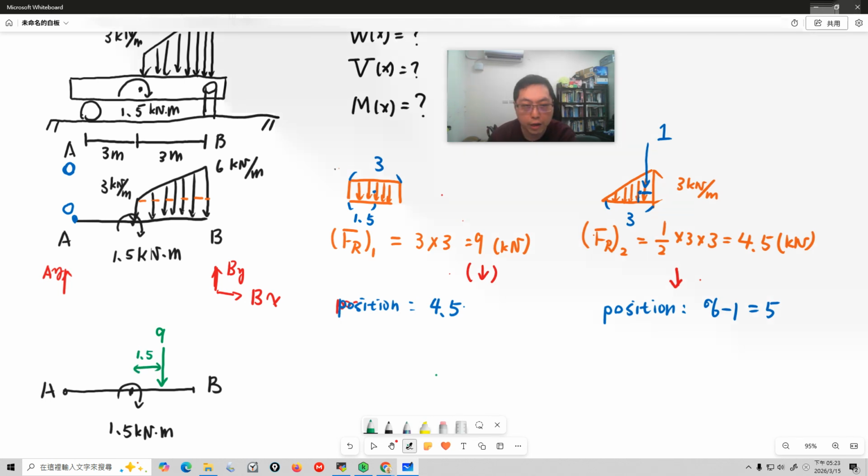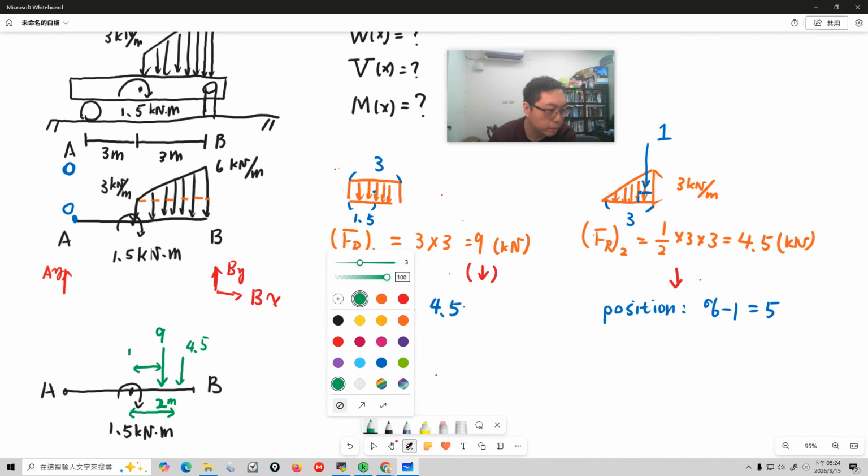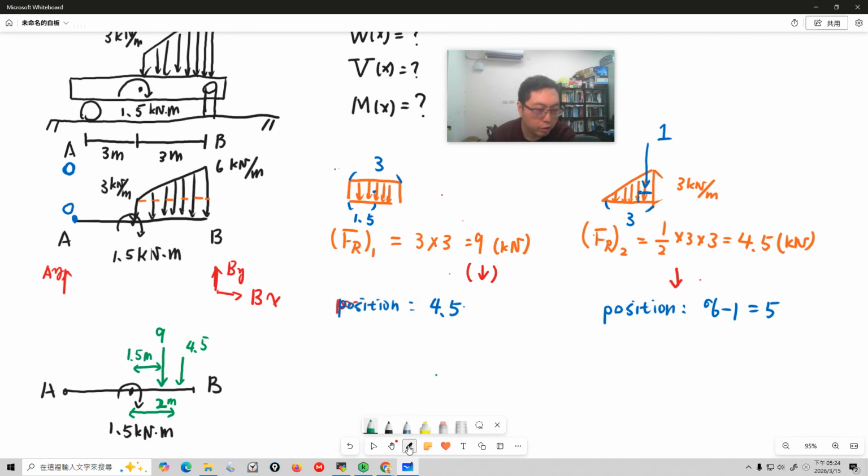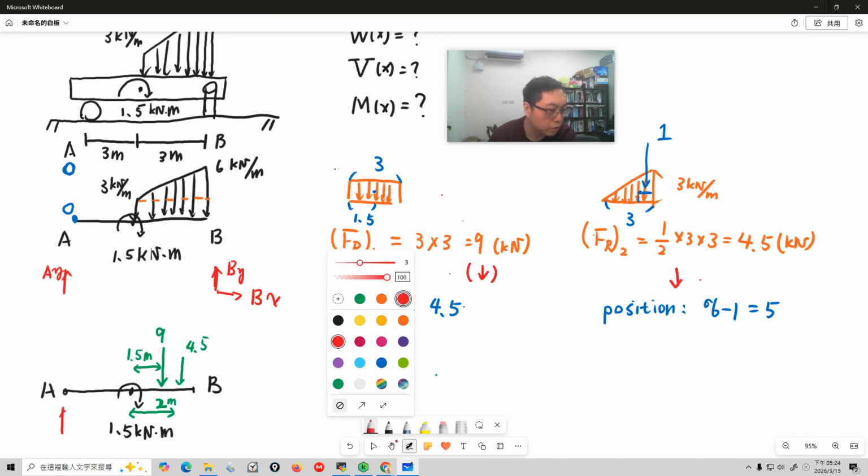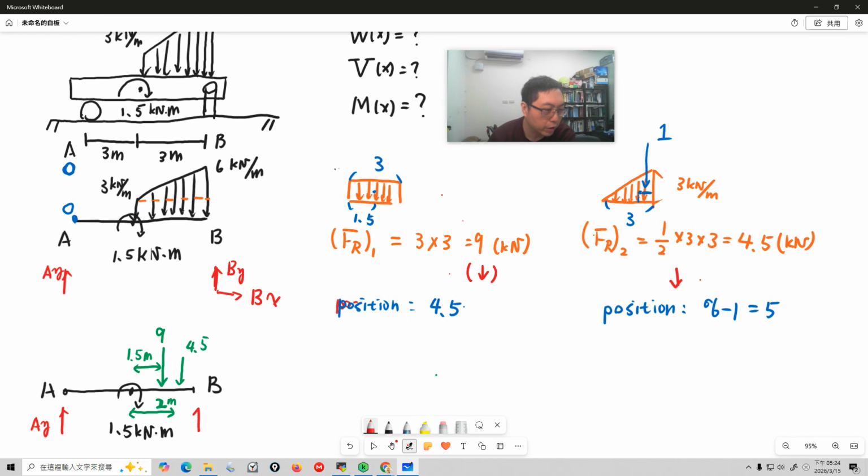Okay, and we have another FR2, right? Well, the magnitude of FR2 is 4.5. 4.5 is here. And what's the distance? The distance, I think here is 2. Okay, because 5, so here is 2. Okay, 2 meters. Okay, here is 1.5 meters. And don't forget our reaction forces: Ay, here By, and Bx.